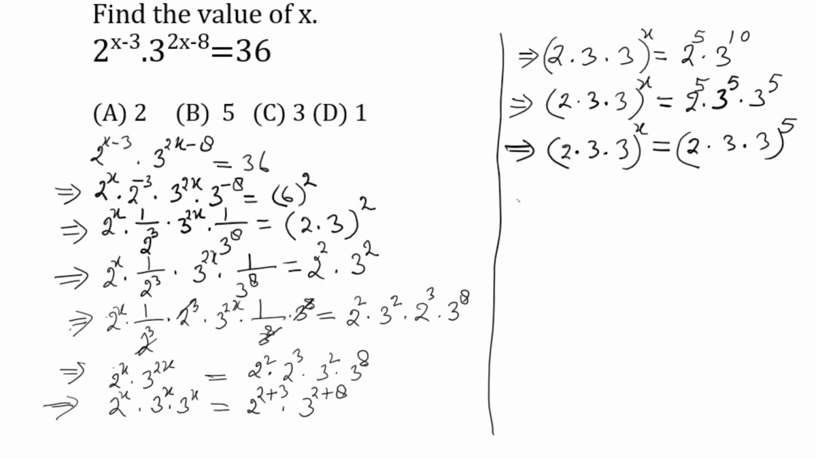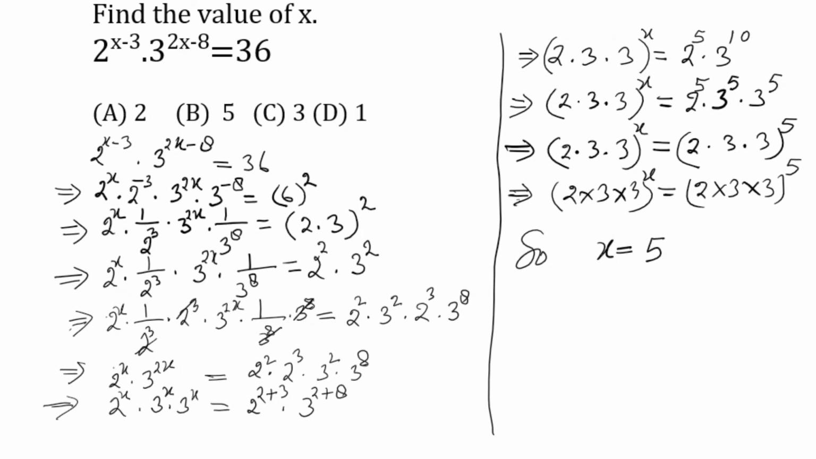Thus, I compare both sides. Base is equal, so 2 into 3 into 3 to the power of x is equal to 2 into 3 into 3 to the power of 5. So x is equal to 5. So then the B answer is correct.